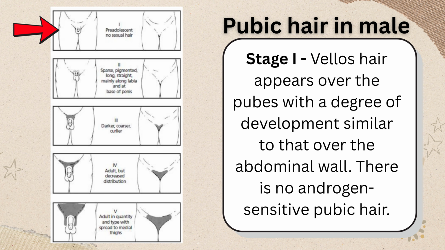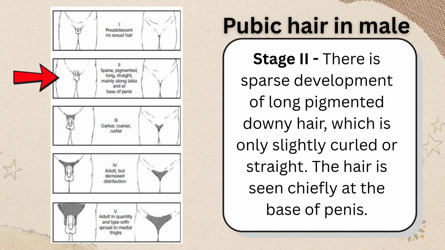Stage 1, pre-adolescent, vellose hair appears over the pubes with a degree of development similar to that over the abdominal wall. There is no androgen-sensitive pubic hair. Stage 2, there is sparse development of long pigmented downy hair, which is only slightly curled or straight. The hair is seen chiefly at the base of penis. This stage may be difficult to evaluate on a photograph, especially if the subject has fair hair.